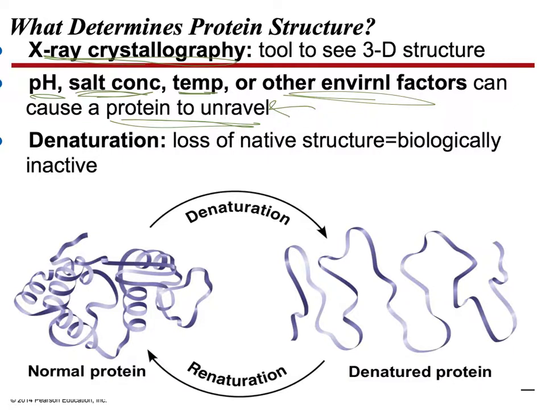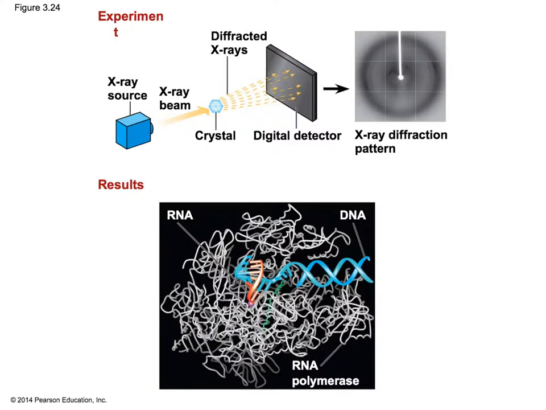If this happens to a certain degree, we call that protein denatured, where you can actually render it biologically inactive because it's changed its structure so much. With X-ray crystallography, then, it gives us a picture of that protein and we can tell if the shape is the way it should be or not.